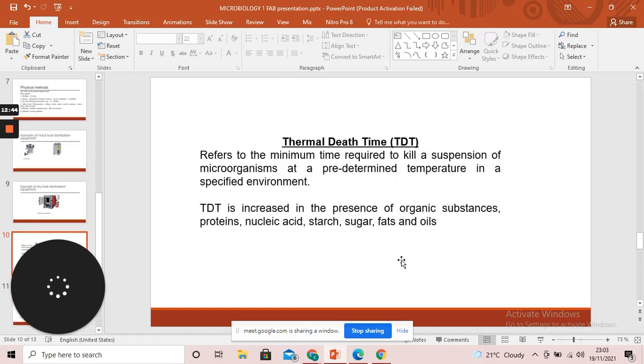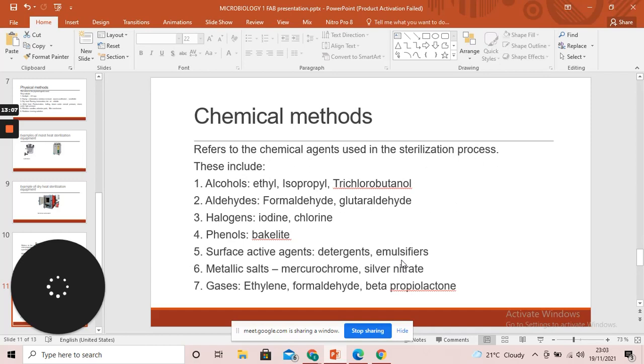There's a term called thermal death time. This term is used in referring to the heat methods which are used in sterilization, and it is the minimum time required to kill a suspension of microorganisms at a specific temperature in a specific environment.